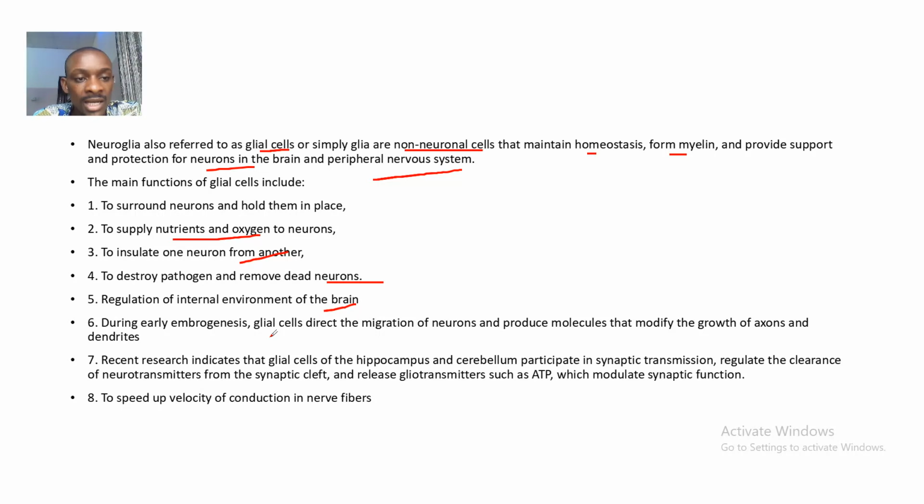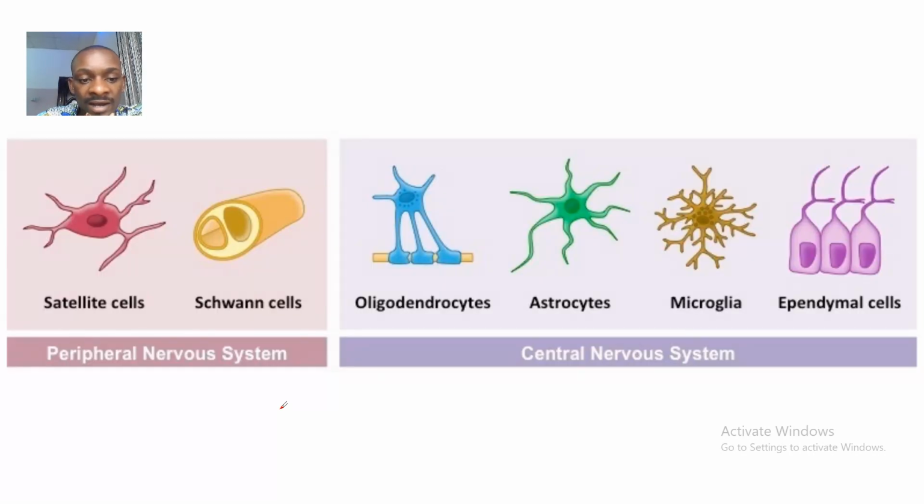Now, during early embryogenesis, glial cells direct migration of neurons and produce molecules that modify growth of axons and dendrites. Now, recent research indicates that glial cells of the hippocampus and the cerebellum participate in synaptic transmission, regulate the clearance of neurotransmitters from the synaptic cleft, and release glial transmitters such as ATP, which modulates synaptic function. Okay, and glial cells also function to speed up velocity of conduction in nerve fibers.